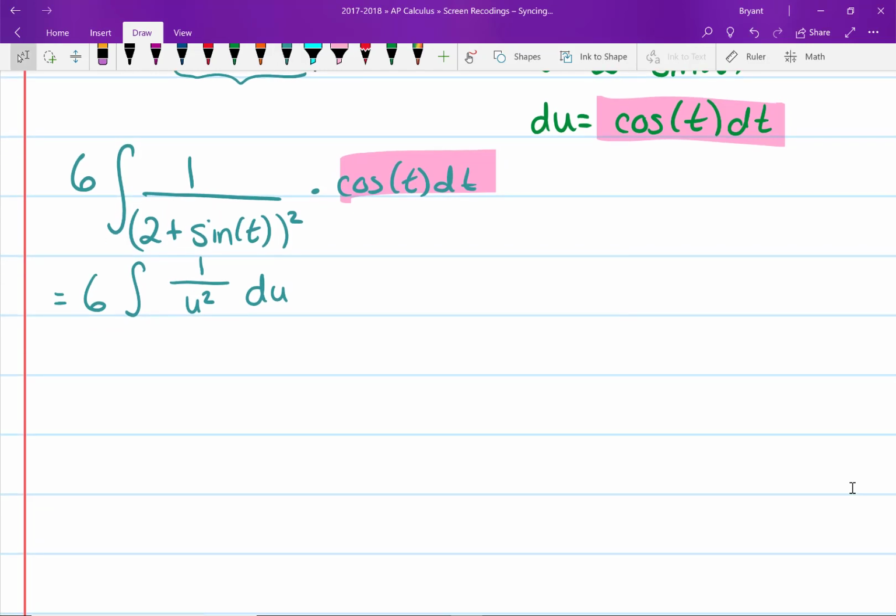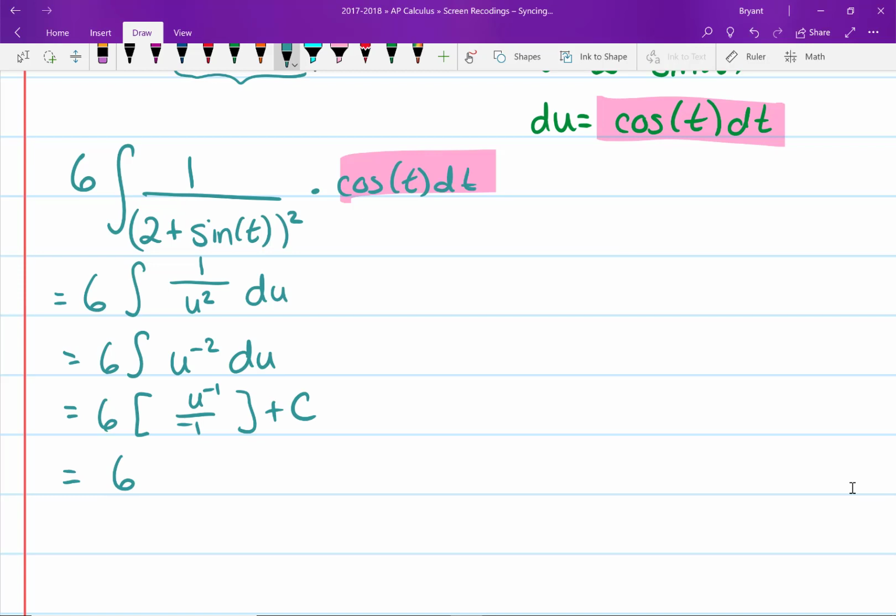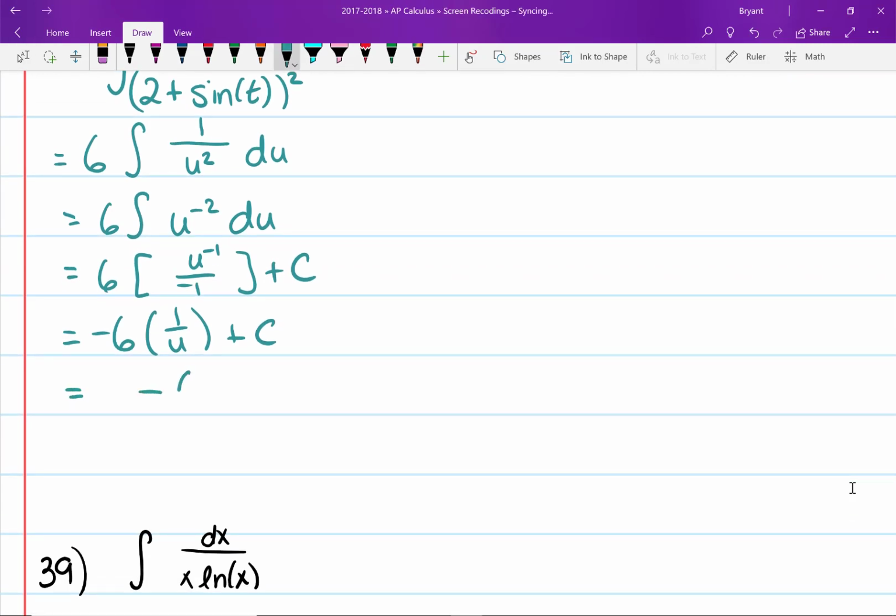Here we go. This becomes very similar to a previous problem we've done. So this is 6 times the integral of u to the negative 2 du, which gives me 6 times u to the negative 1 divided by negative 1 plus c, which is negative 6 times 1 over u plus c. So I get my final answer is negative 6 divided by 2 plus sine of t plus c. Good to go.